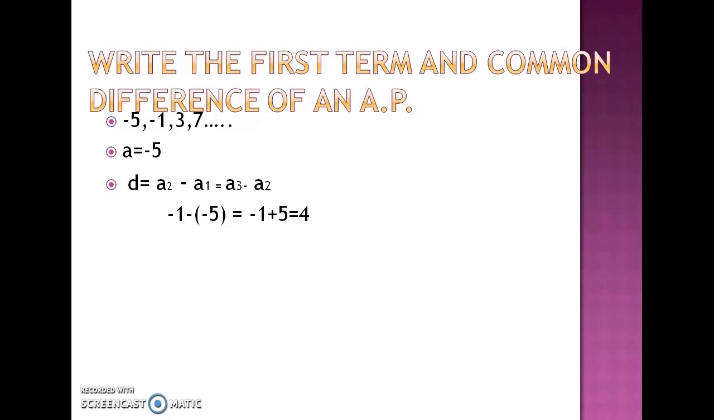So you will get the answer is 4. Or by using the A3 minus A2 formula, so 3 minus of minus 1, you will get the answer 4. So the final answer, common difference is 4.